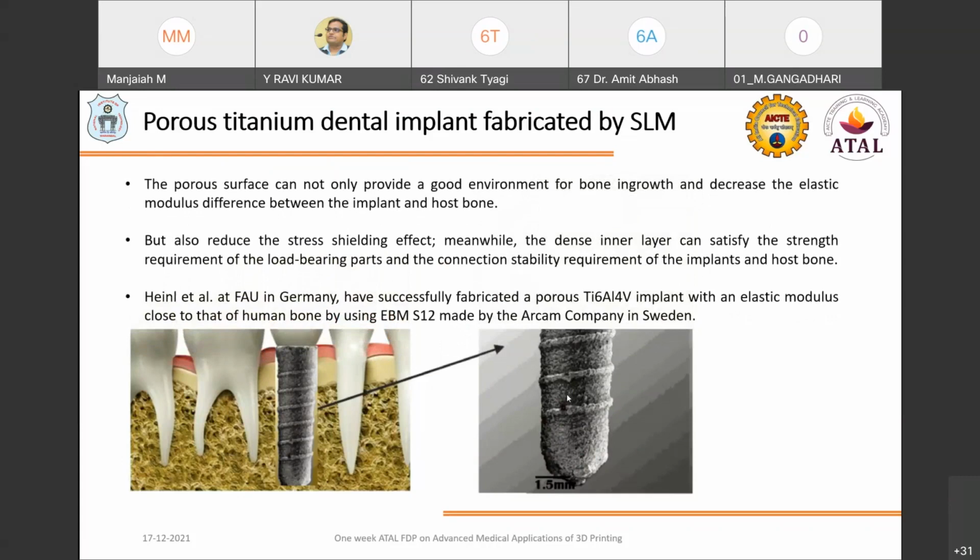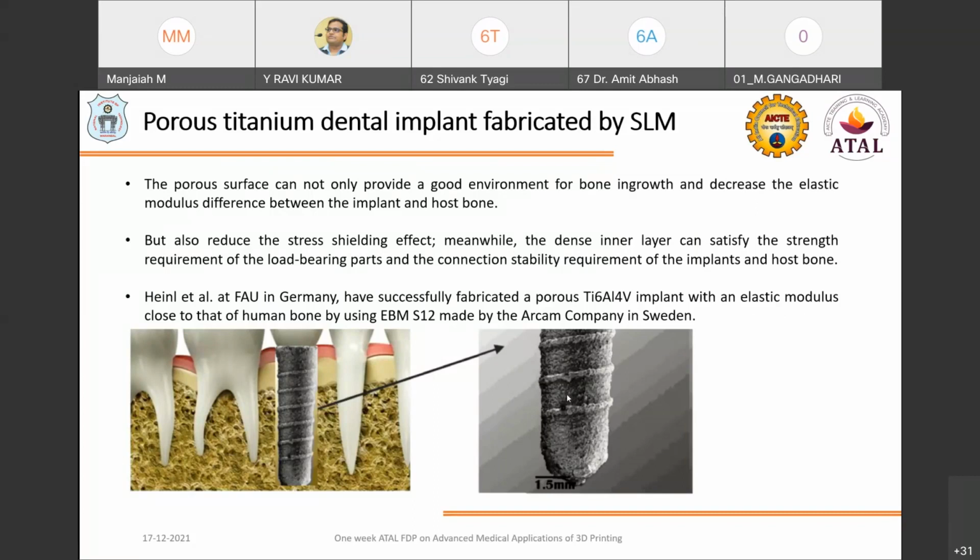The porosity is required, and the porous surface can not only provide a good environment for bone ingrowth and decrease the elastic modulus difference between the implant and the host bone, but also reduce the stress shielding effect. Meanwhile, the dense inner layer can satisfy the strength requirement of the load-bearing parts, as well as the connection and stability requirement between the implant and the host bone.